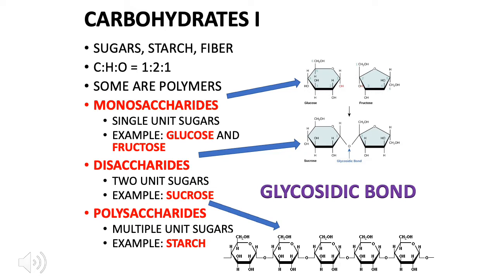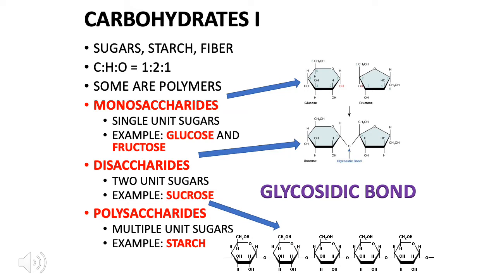Now, if we take 2 monosaccharides and link them together, we get a disaccharide. And the most common disaccharide, at least the one you're most familiar with, is sucrose. That's common table sugar. So I've got a glucose linked to a fructose, and that's a 2-unit sugar. That's a disaccharide. That's what you find on your sugar frosted flakes. That's what you put in your tea or in your coffee. Now, the linkage between those 2 monosaccharides is called a glycosidic bond.